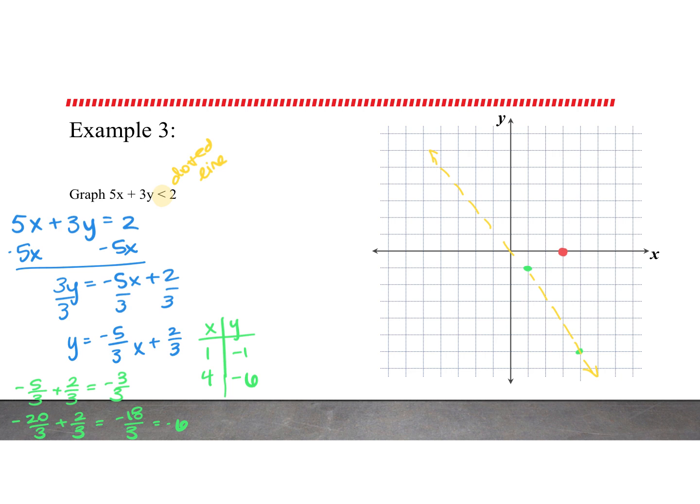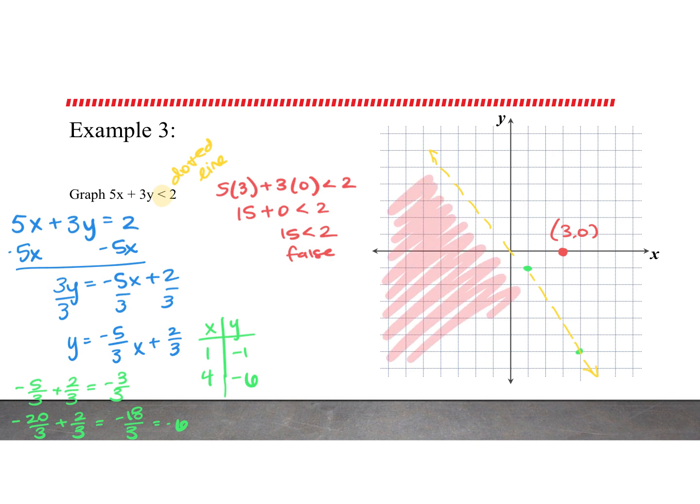I've got 3, 0. And we're going to go back to our original and plug in 3 for x, 0 for y, and let's see what happens. We get 15 plus 0. 15 is not smaller than 2, which means we are going to shade the other side from that test point.